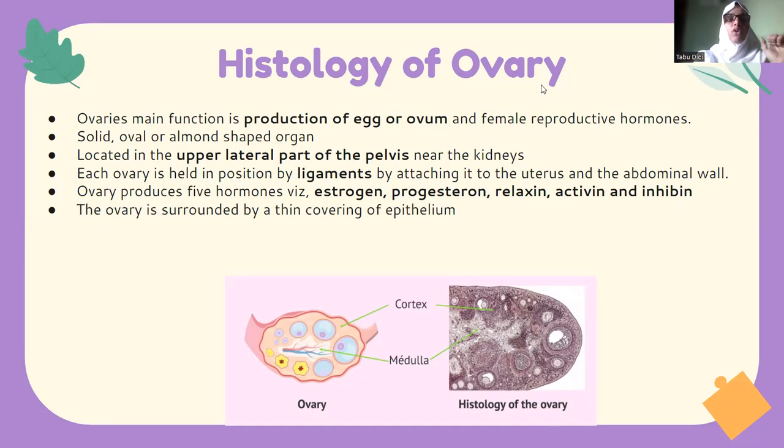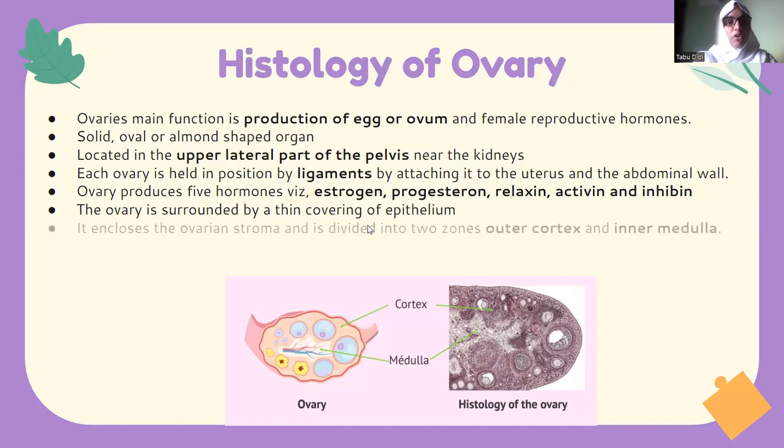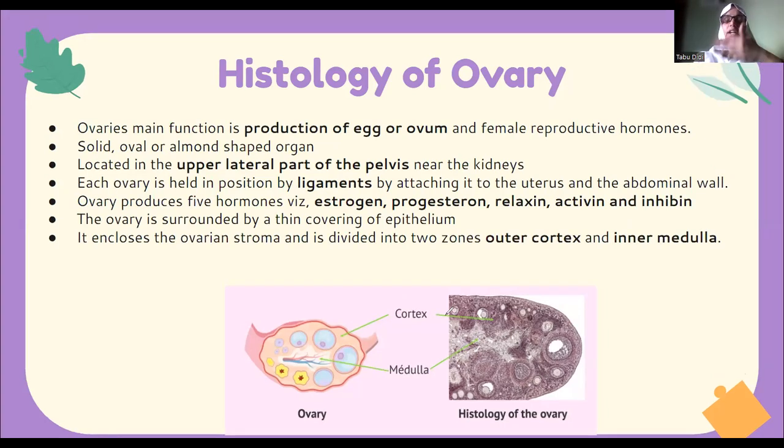Fine. That the ovary's main function is production of egg. It is supported by ligaments. It is in the upper lateral part of the pelvis near the kidney. This oval shaped organ produces hormones like estrogen, progesterone, all these hormones. And there is an epithelial covering of the ovary. And if you look at the inside of the ovary, that is the histology, when you cut it, and how it looks inside.